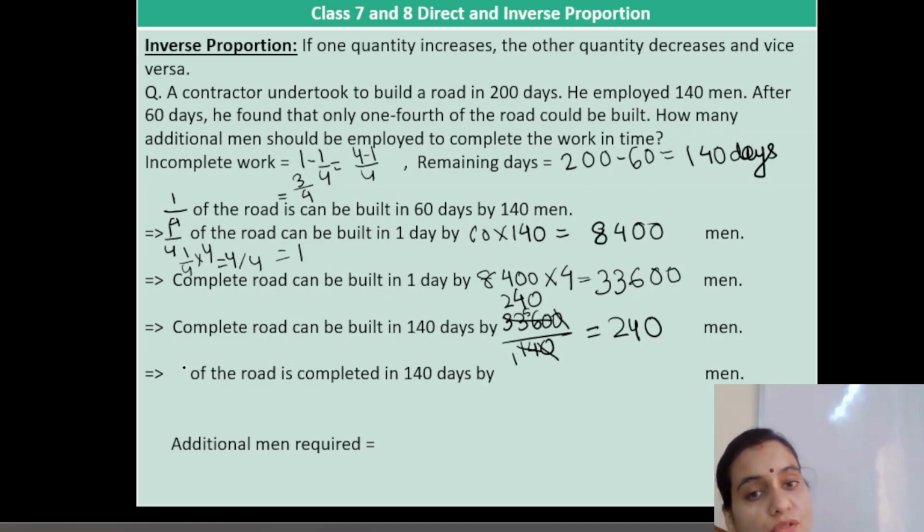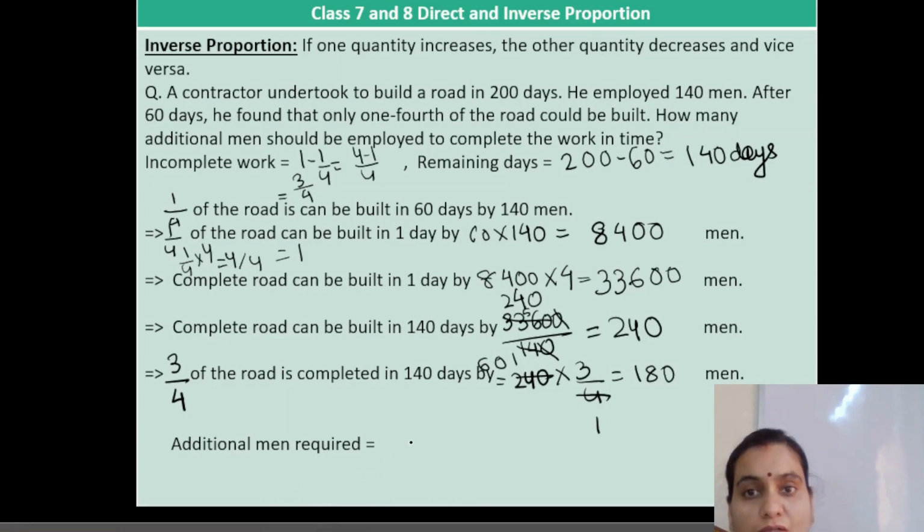No. 1/4 of the work has already been completed. We just need the remaining work, that is 3/4 of the road, to be completed in 140 days. So how do we find that? 240 into 3/4, right? If the entire road gets completed by 240 men in 140 days, then 3/4 of the road will be completed by 240 into 3/4 men in 140 days. So 4 ones are 4, 4 6s are 24, and the 0 comes here. So what we have? 60 into 3. So that will be 180 men.